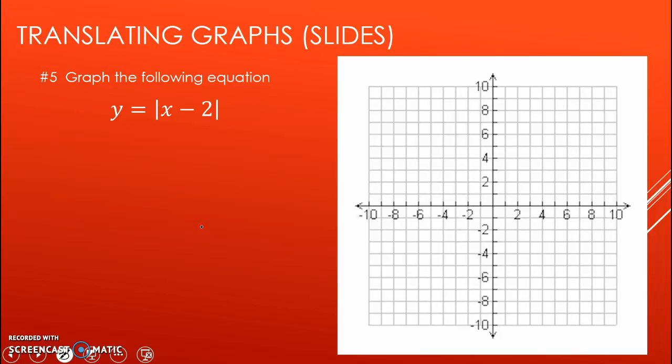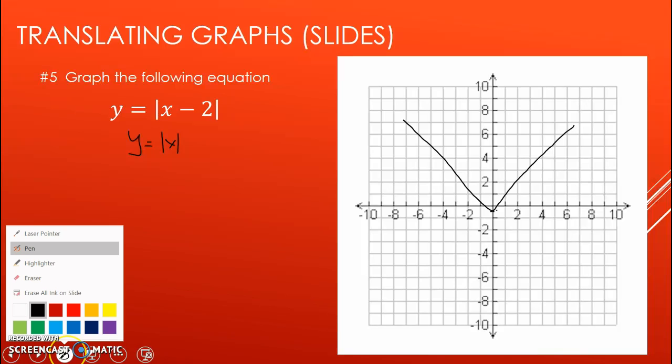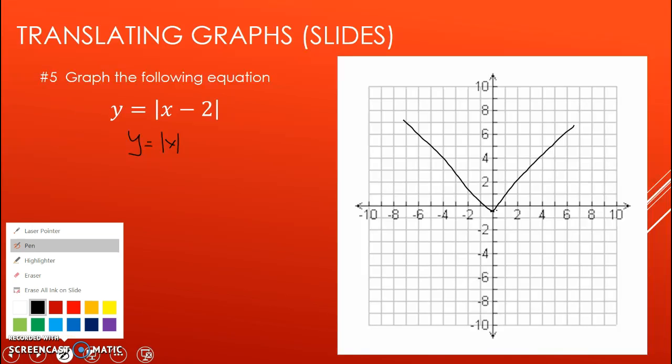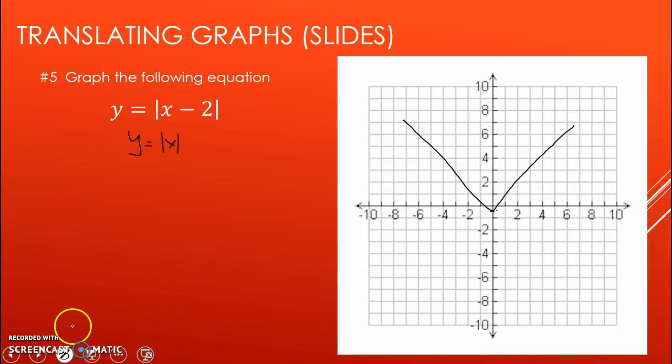We're going to subtract 2 before we take the absolute value. So we know that the absolute value of x, the parent function, looks like this. But how does subtracting 2 before we take the absolute value affect the graph? And so what we're going to do is make an x and y chart here, and I can plug in -2, -1, 0, 1, and 2 like I did before. But if I do it this way, I'm going to subtract 2 from everything before I take the absolute value.